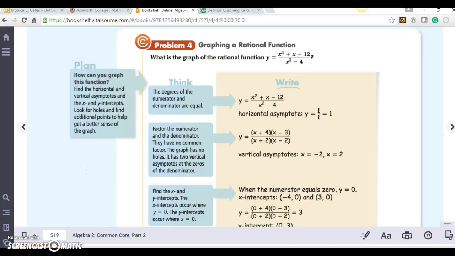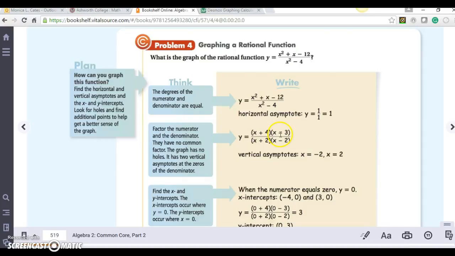Okay, now let's take a look at graphing a rational function. If we want to graph a rational function, we need to apply all those things that we've talked about so far. First of all, let's talk about the horizontal asymptote. If we look at this one, for example, x squared plus x minus 12 divided by x squared minus 4, the degrees of my numerator and denominator are equal, which means I take the coefficients of both of those, which are 1 and 1. So my horizontal asymptote is at y equals 1.